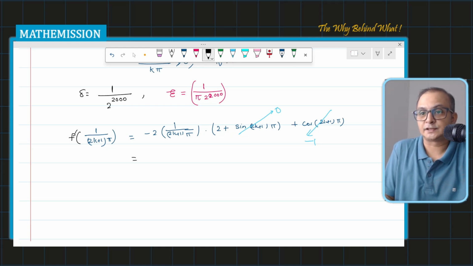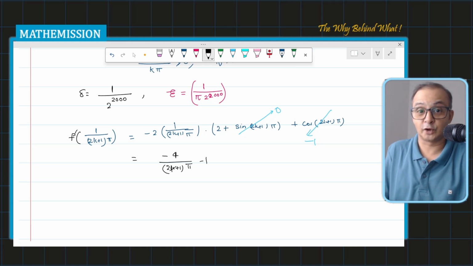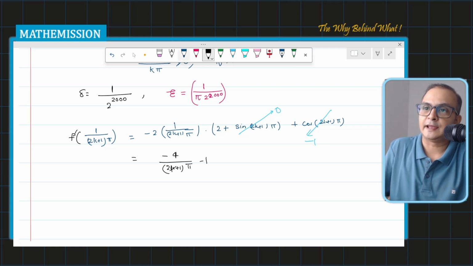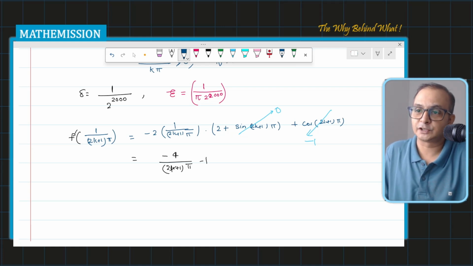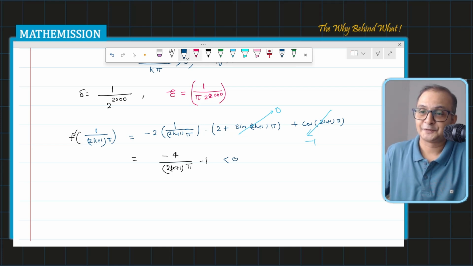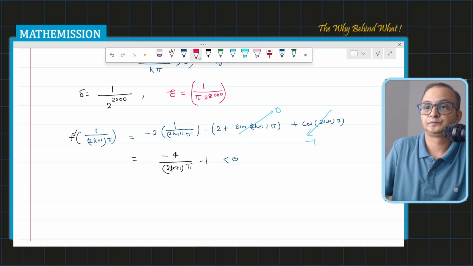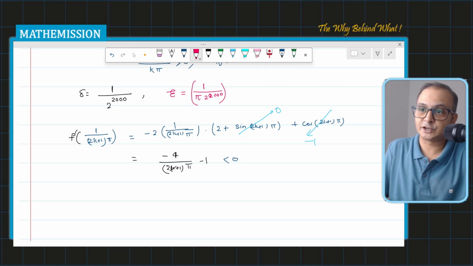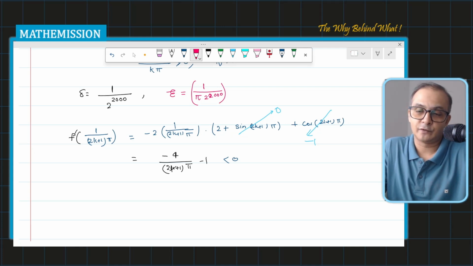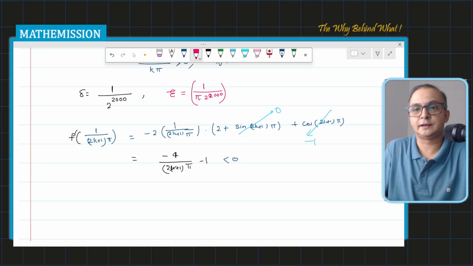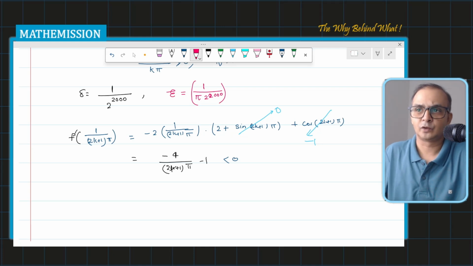So I can say that this is nothing but minus 4 by 2k plus 1 pi, and minus 1. It doesn't matter what value you take for k, for the positive quantity. I am saying k is positive, in that case this value is always negative. It means that at every such epsilon which has denominator even pi, the value of the derivative is positive. And whenever the denominator is an odd pi, like 1 by odd pi, if you substitute, the derivative is negative. What is the meaning of this?